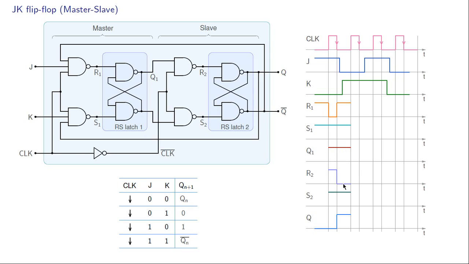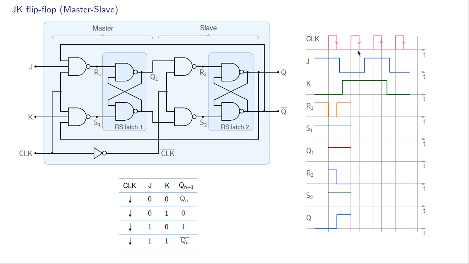What about R2? R2 is simply Q1 bar, because this input is now 1, and that is what happens here. Q1 is 1, so R2 is 0, and S2 is the complement of R2, that is equal to 1. Now because R2 is 0 and S2 is 1, the output of this latch has changed to 1, and that is what we have shown over here. So the flip-flop output has now switched from 0 to 1.